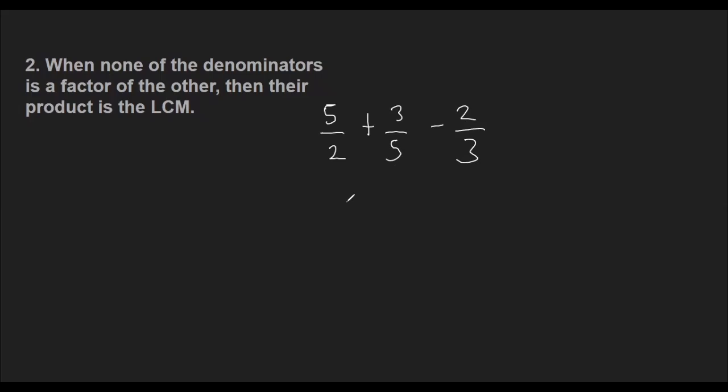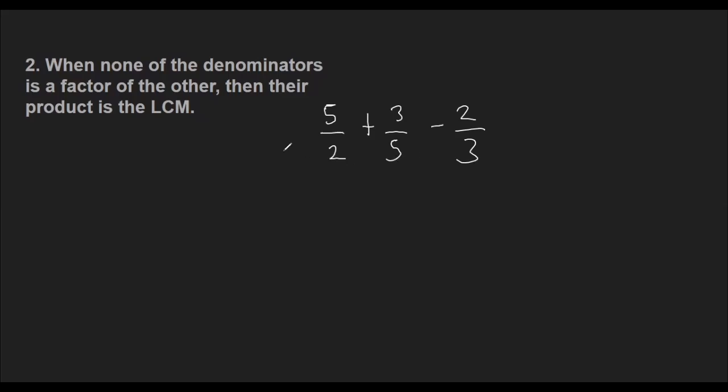Now, if we're actually going to simplify this fraction, we know that we first have to find the LCM. But for this condition, in finding the LCM, we have to consider whether the denominators are a factor of the other. In this case, we can see that 5 is not a factor of 3, neither is 3 a factor of 5. We can also see that 2 is not a factor of 5, nor is it a factor of 3. So it simply means that none of the denominators are a factor of the other.